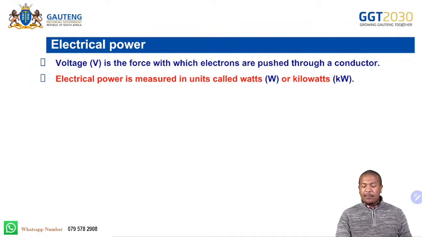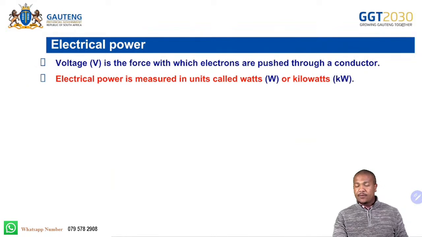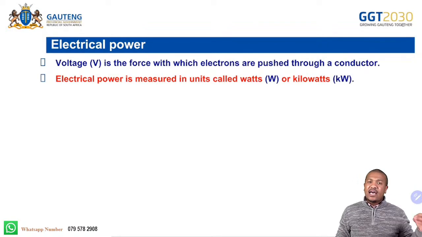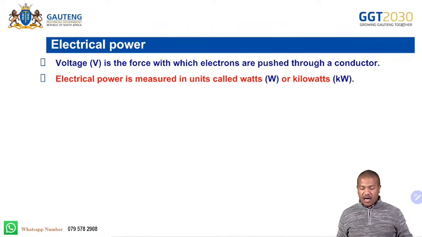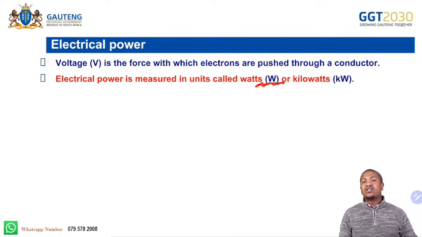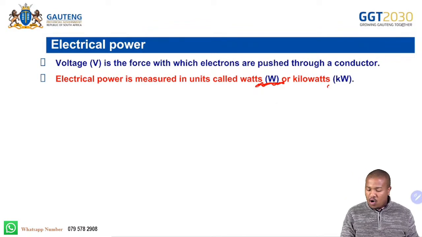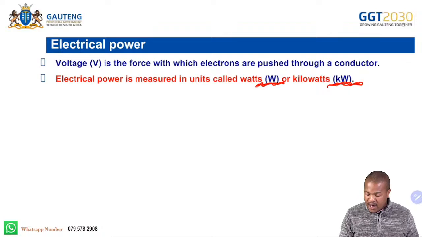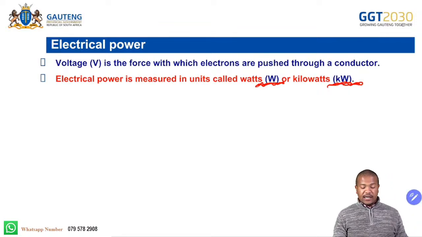Electrical power is measured in units called watts or kilowatts. So when talking about electrical power, the rate at which the current moves into a system, electrical device, or appliance, we're talking about electrical power that is measured in units called watts or kilowatts. Watts have the symbol W, whereas kilowatts are symbolized by kW.